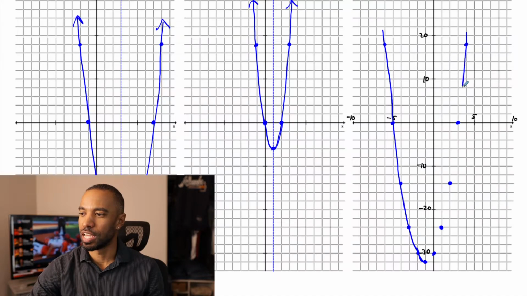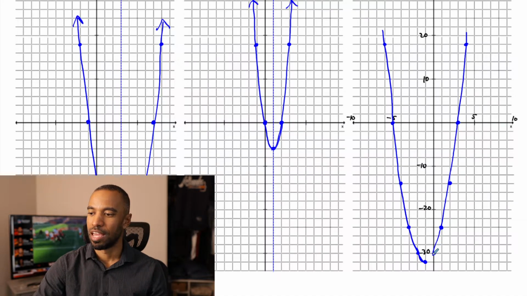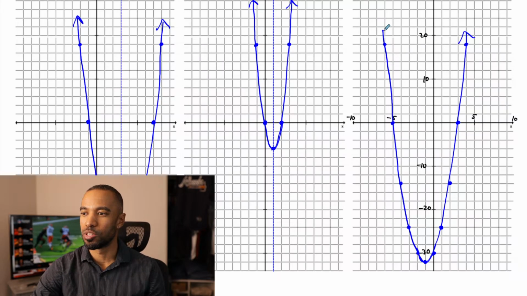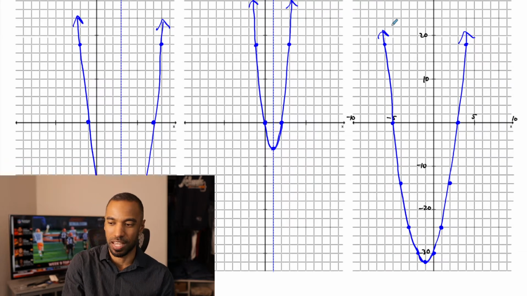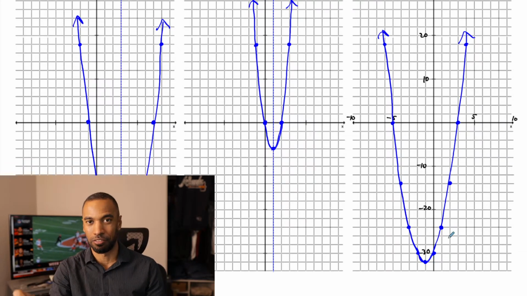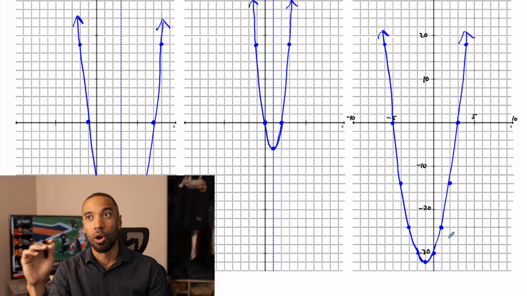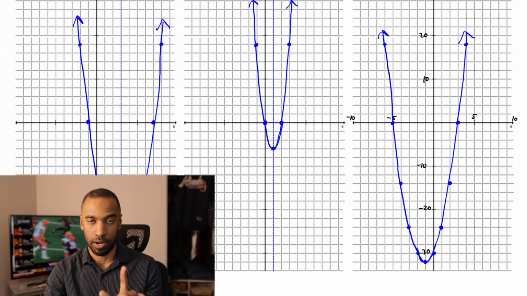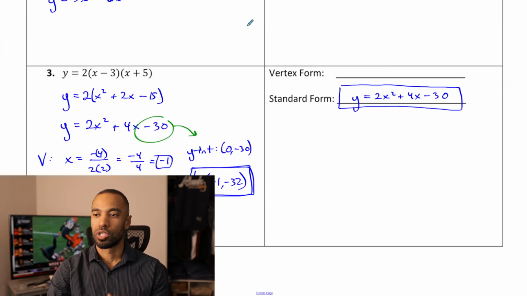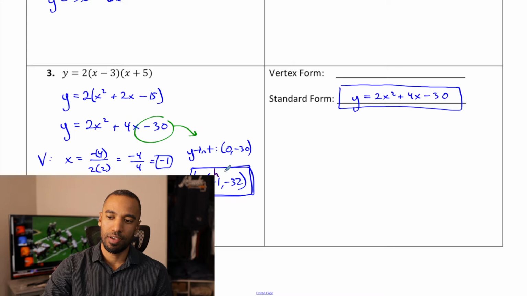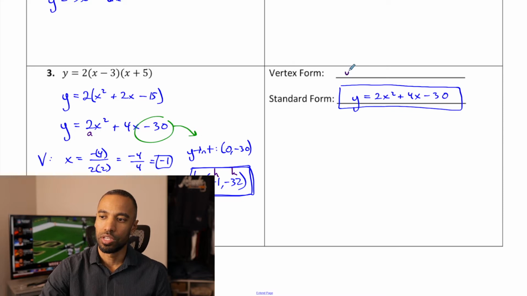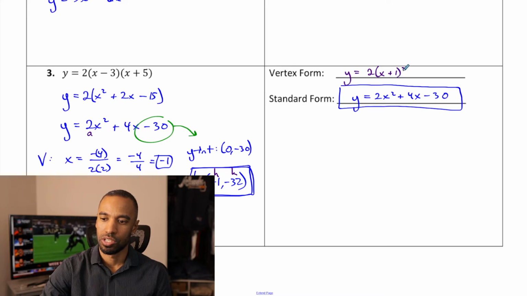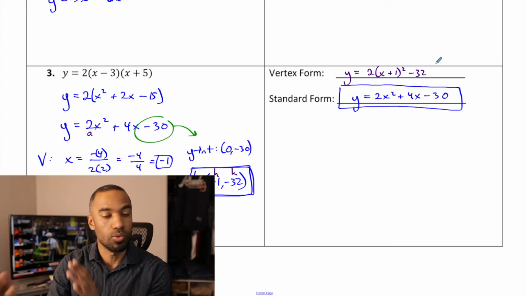Now I still got to get vertex form from that, and it's a good topic of conversation. Once again, this is probably one of those moments where it would be better to use the vertex the way you just found it. The vertex is at -1, -32, and just plug it into the formula, knowing that your stretch factor is 2. If you know you have h, k, and a, and a is 2, then you can do vertex form: y equals a times (x minus h) squared plus k. So I can do that straight up like that.